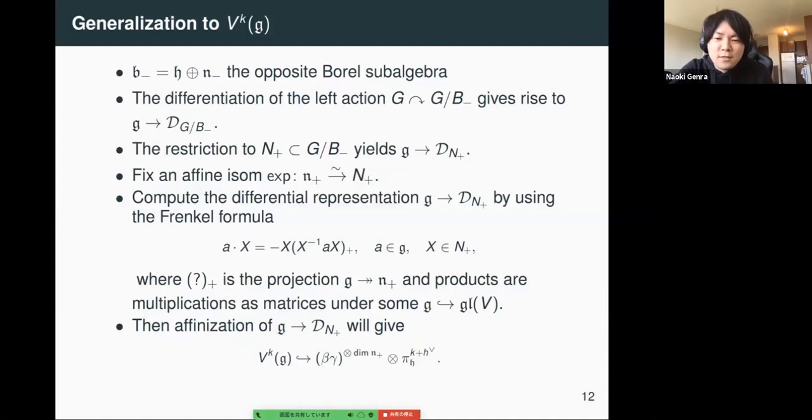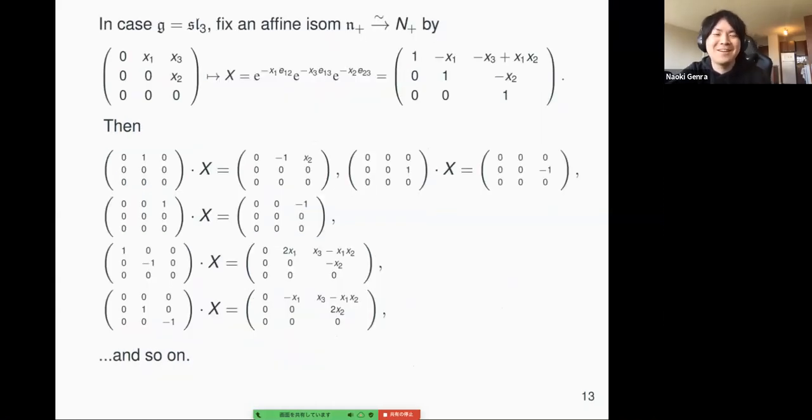And now, if you get such a differential representation, we consider the affinization of the representation, which gives some Wakimoto representation as desired. But this is a formal recipe. You don't need to understand this statement because now I give an example. Now you forget everything. So we consider the SL3 case.